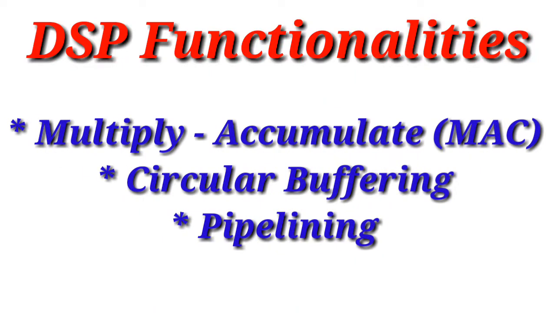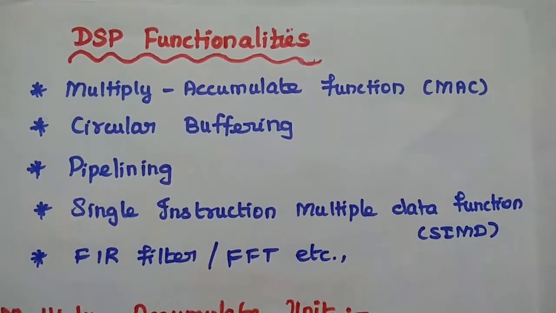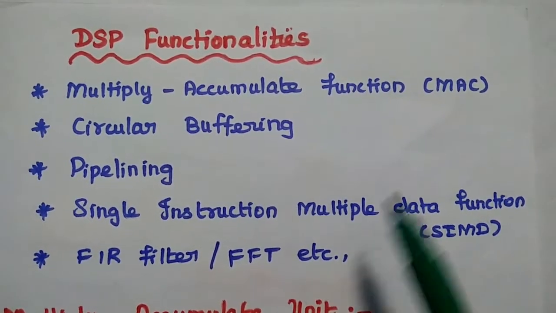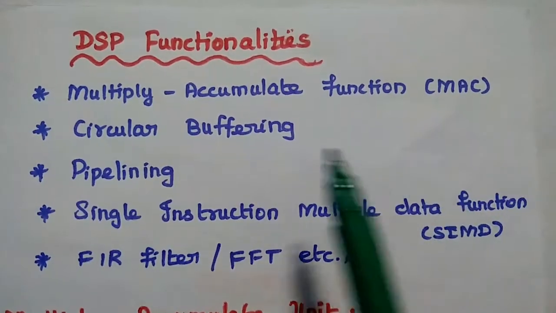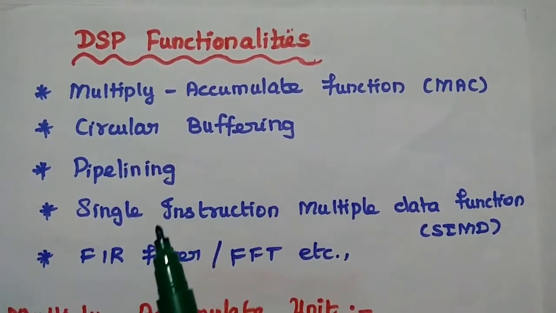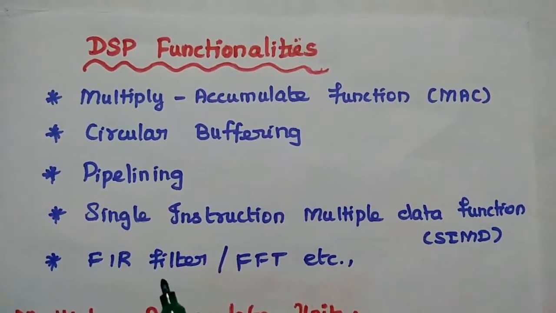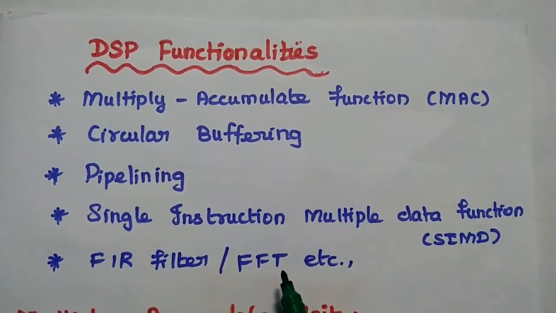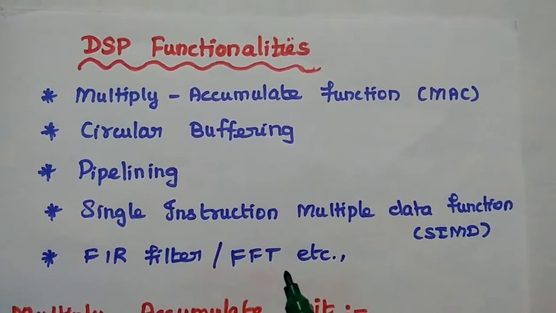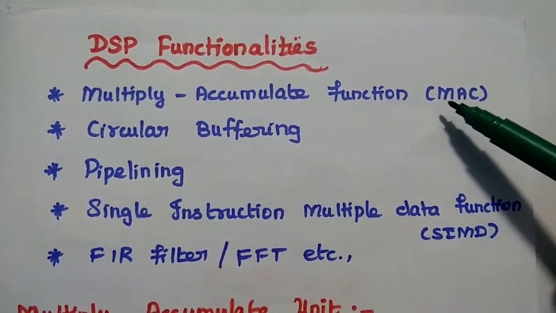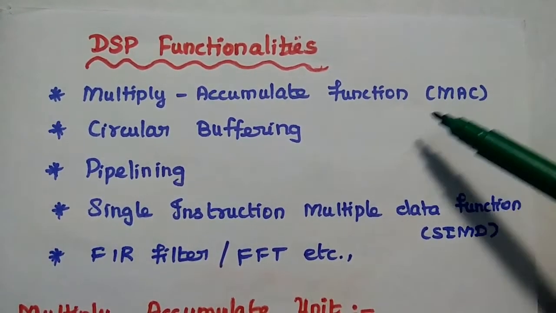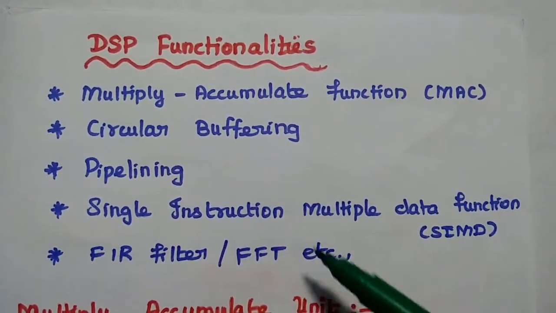Dear students, now we are going to discuss various DSP functionalities in detail. The major DSP functionalities are multiply accumulate function, simply MAC unit, circular buffering, pipelining, single instruction multiple data function SIMD, FIR filter design, fast Fourier transform, etc. In this lecture video, we are going to discuss multiply accumulate unit, circular buffering and pipelining in detail.